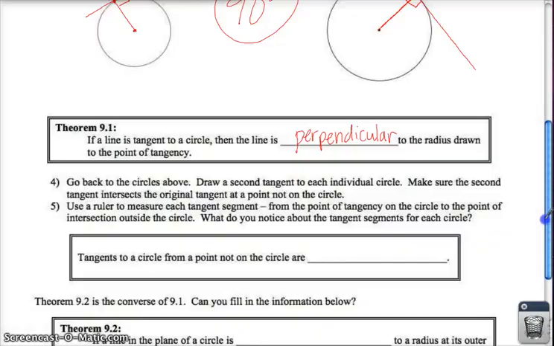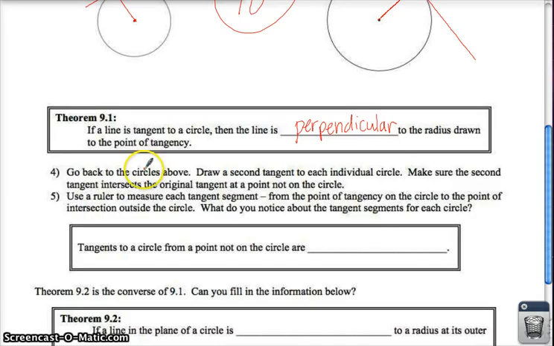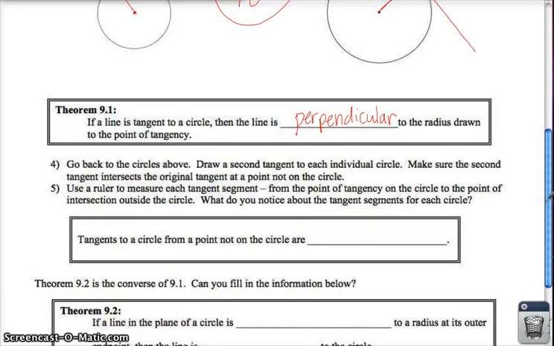Moving on, continuing with the activity, you need to continue with 4 and 5. Try this next box to fill it in, and then see if you can fill in Theorem 2, 9.2. When you're finished, unpause and check your work with me.